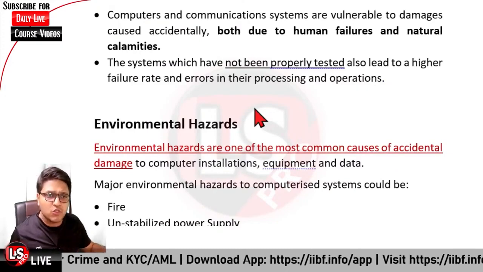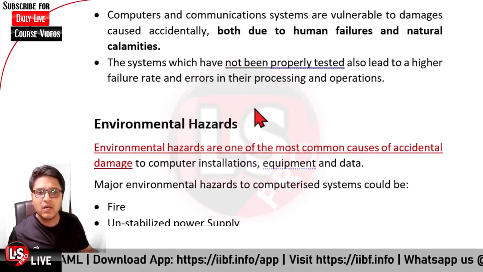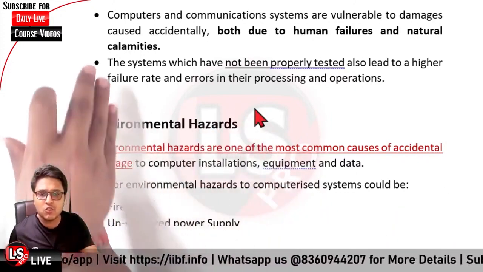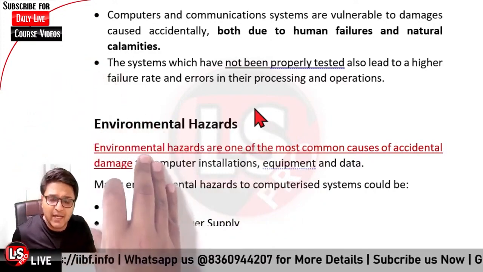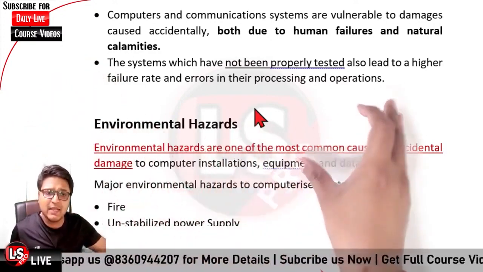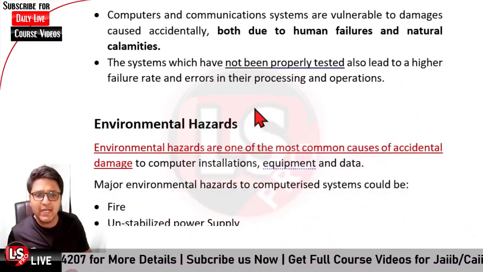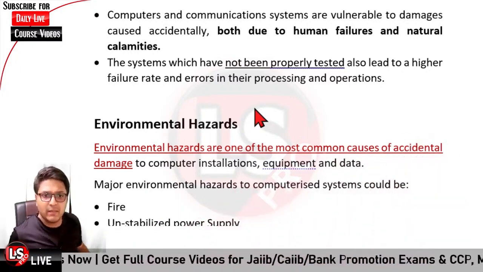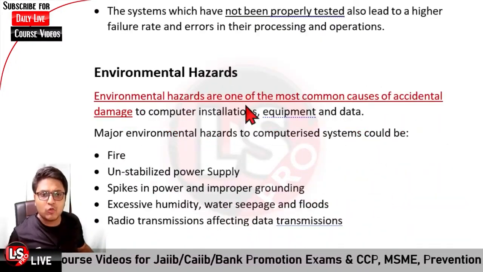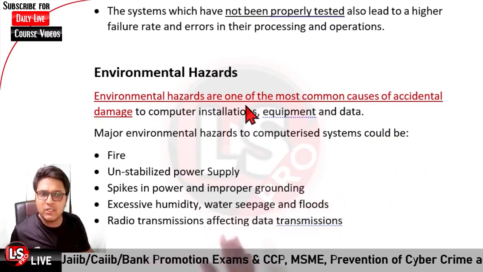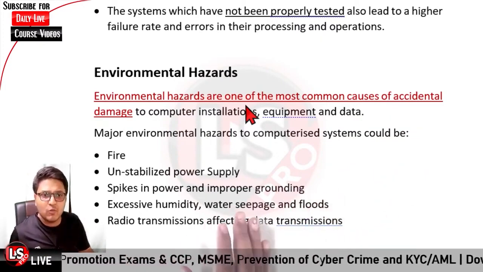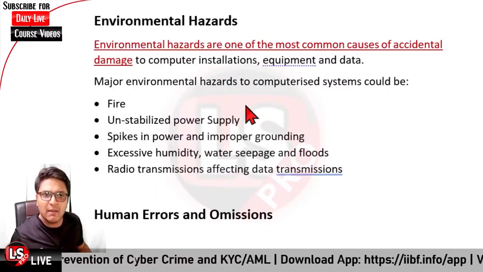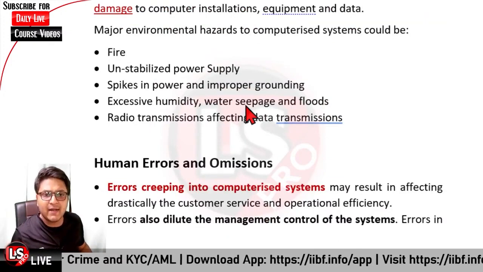Environmental hazards are one of the most common causes of accidental damage to computer installations or equipment or data. Also, we can say if the hardware or machinery is installed in one building and there is some fire or burglary, or some landslide or earthquake or hurricane, that could basically lead to failure of the system. Okay, so major environmental hazards are fire, unstabilized power supply, spikes in the power, excessive humidity, water seepage or floods, radio transmission. So all are basically environmental hazards.